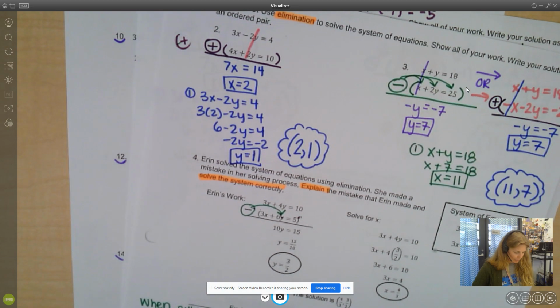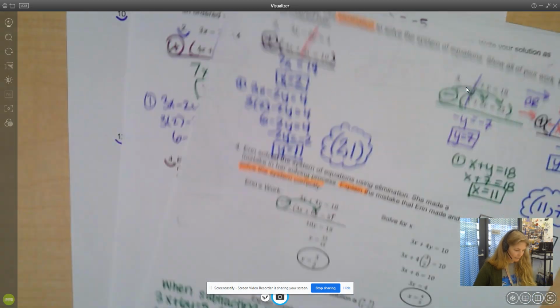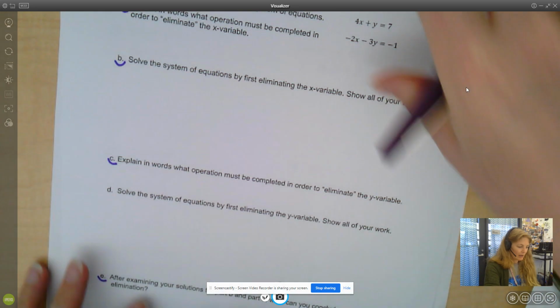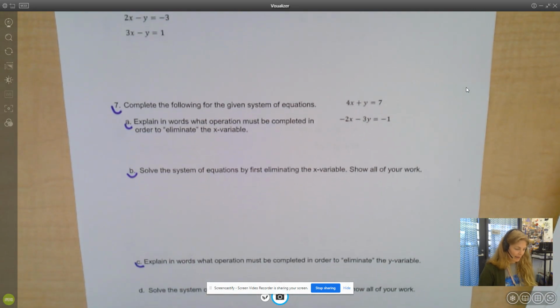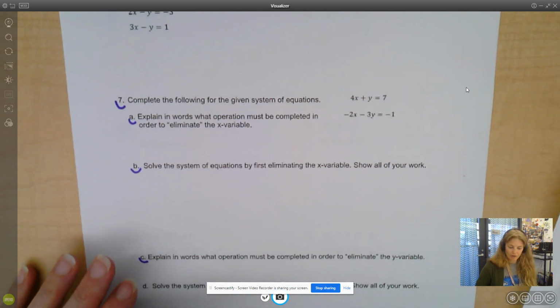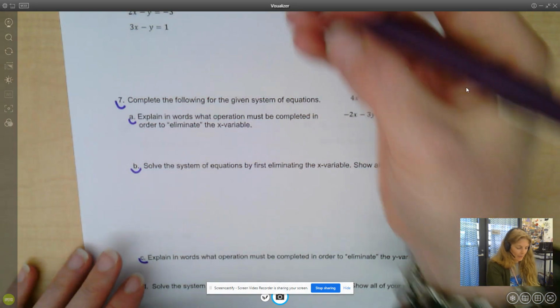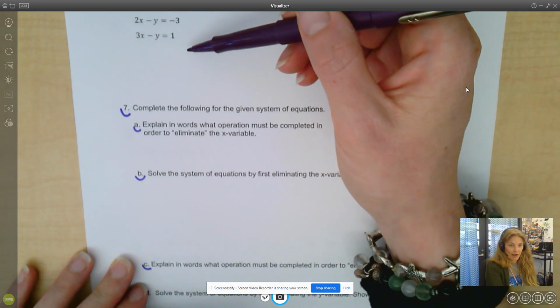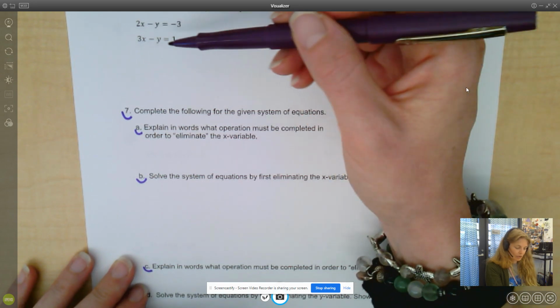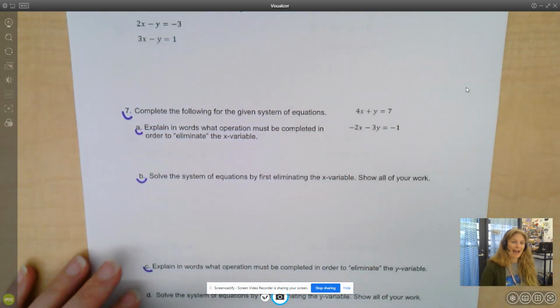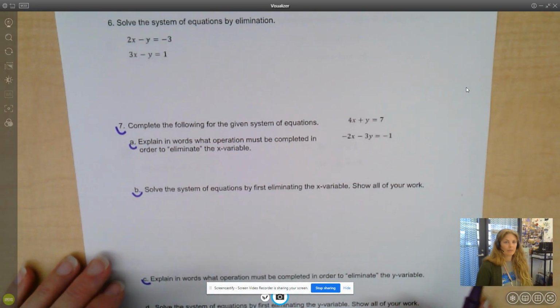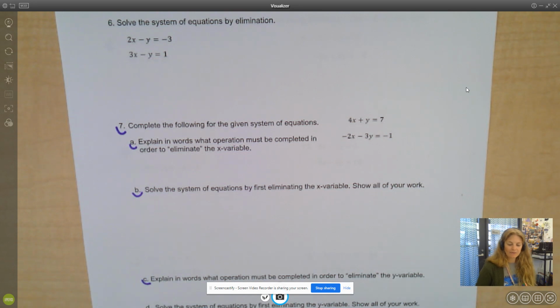Okay, so moving on. Number 6 says solve the system of equations by elimination. So taking a look at this, you have your options here where we could solve this by subtracting the system because we have two y's that are the same amount, or we can multiply the second equation by -1 and then add the system. So go ahead, take a moment, pause the video and finish number 6, and we'll check our answer in just a second.